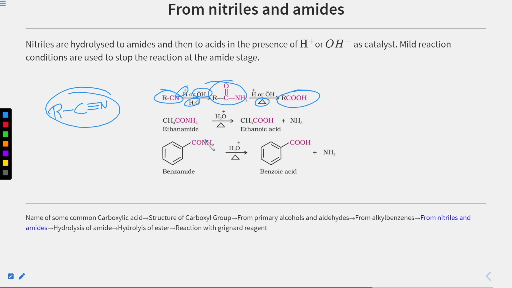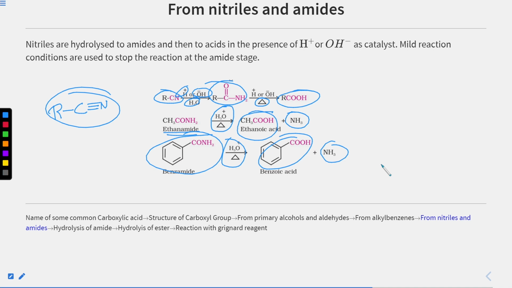Now you can take different types of amides. Suppose we have taken ethanamide. Then if you treat it with H2O and hydrolyze it in the presence of H plus and heat, that would result in ethanoic acid plus NH3. Again, if we have benzamide, similar to benzoic acid or benzaldehyde, if we treat our benzamide with water and acid in the presence of heat, then it would also result in the formation of benzoic acid and NH3.